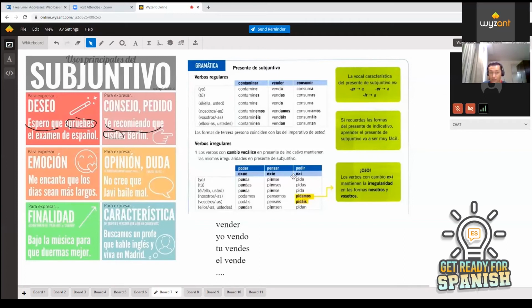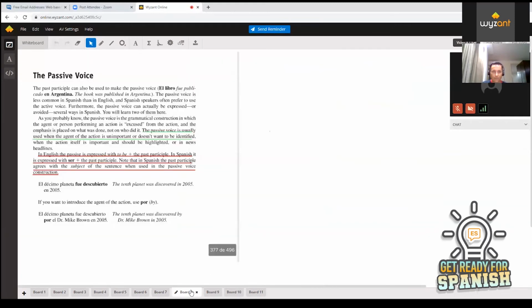Guys, if you have any questions about the subjunctive, I'm here to answer them, okay? Feel free to ask. But this is it. This is what it is. You have to do a little change in the ending of the verb in order to use it after certain expressions. Okay? All right. Very well.